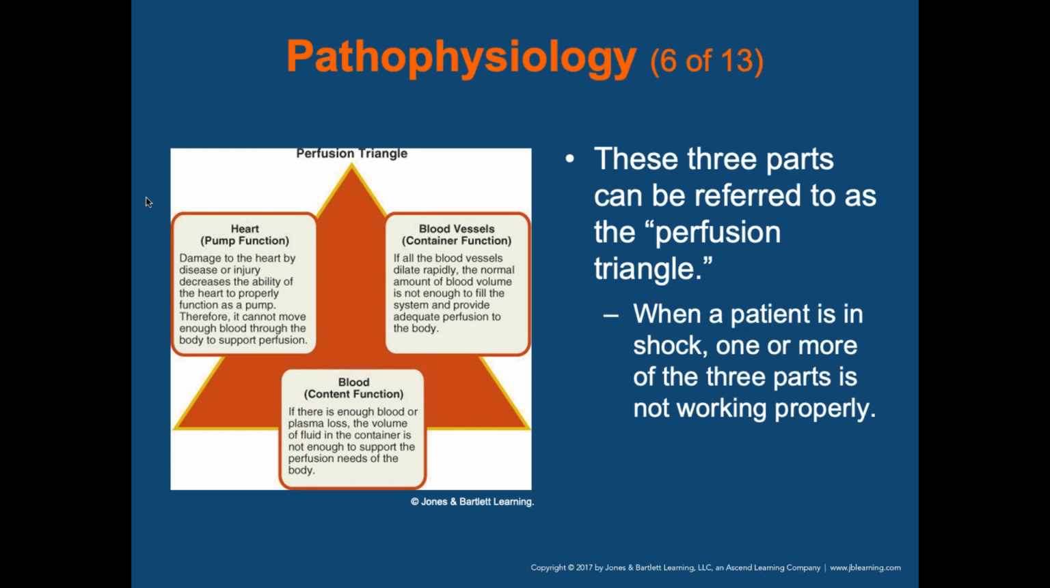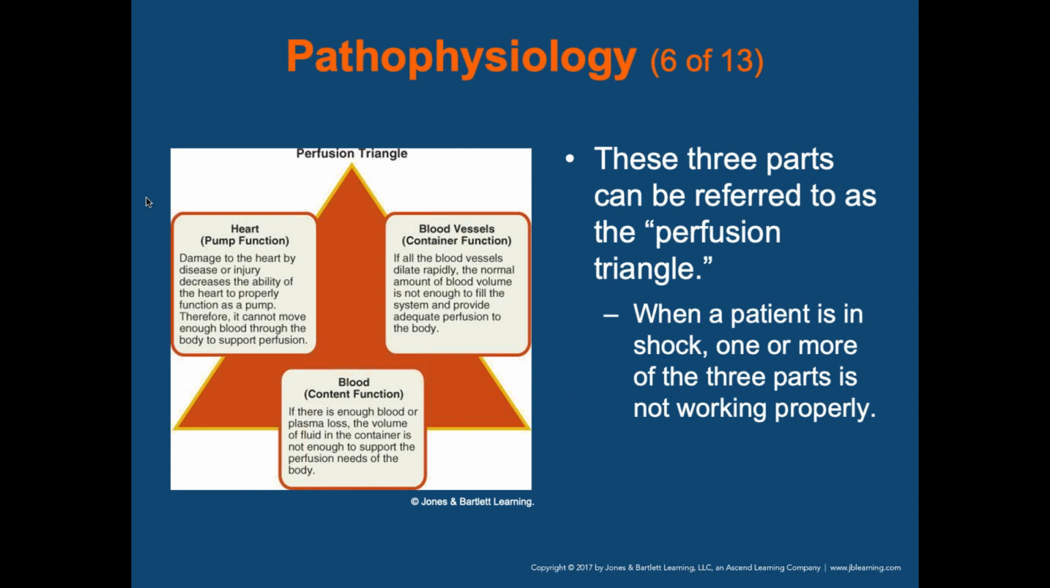So again, it's no different than a fire pump. Water comes in, water comes back out, and it gets circulated through. So there are three parts that can be referred to as the perfusion triangle, right? When a patient is in shock, one or more of the three parts is not properly working. Again, fire terminology. You get the fire triangle, right? Fuel, heat, and oxygen. You have to have vessels for container function, blood for content function, and a heart for pump function. The triangle, same thing, right?